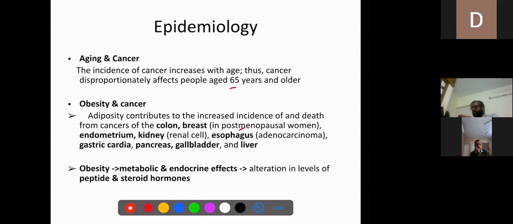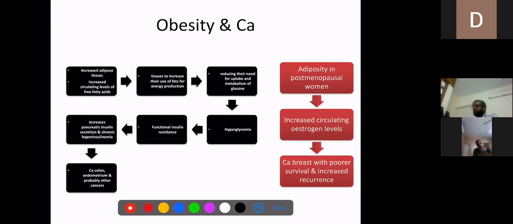And endometrium, kidney, esophagus, gastric cardia, pancreas, gallbladder, and liver. So these are all the tumors. Most of the important solid tumors are affected by obesity. Obesity may produce a metabolic and endocrine effect, which will lead to an alteration in the peptide and steroid hormones. Most commonly, you are aware that estrogen is one of the steroid hormones, which is produced more in postmenopausal obese women. This estrogen can cause CA breast and CA ovary. Sorry, CA endometrium.